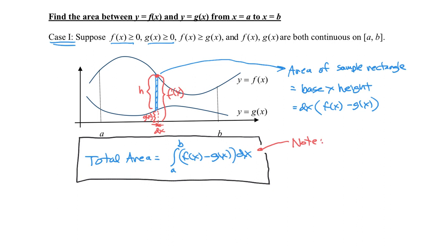It's basically top function minus bottom function. Meaning when you look at this picture, top function is f of x, bottom function is g of x, top function minus bottom function. So to find the area here, we just have to integrate f of x minus g of x dx between a and b.